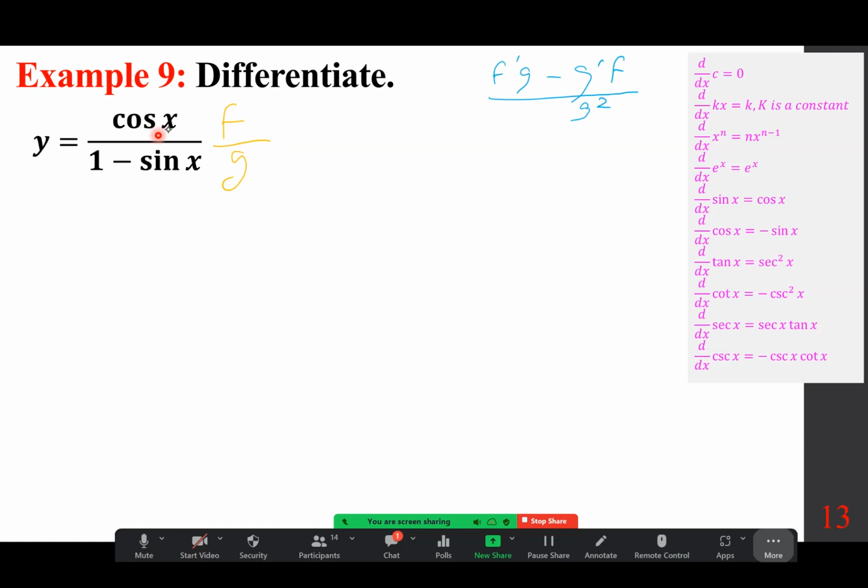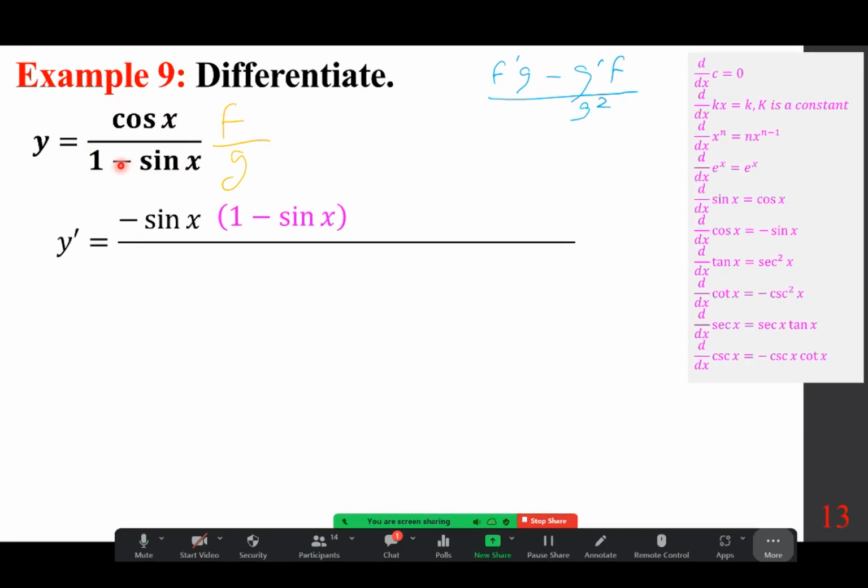And therefore, we start with the f prime function. We're going to differentiate the top. We get negative sine x. We're going to multiply it by g, meaning we're going to multiply it by the denominator just the way it's given, times 1 minus sine x, minus g prime. So let's see, minus, this one is nothing, gives you 0. Negative remains, sine gives you cosine. So minus negative cosine x.